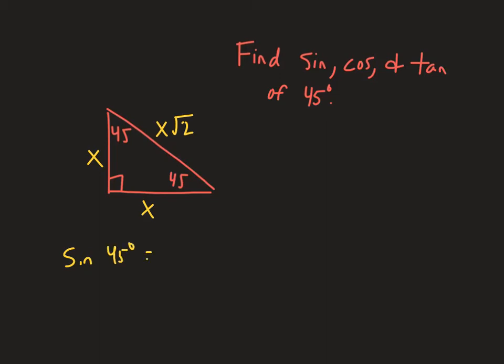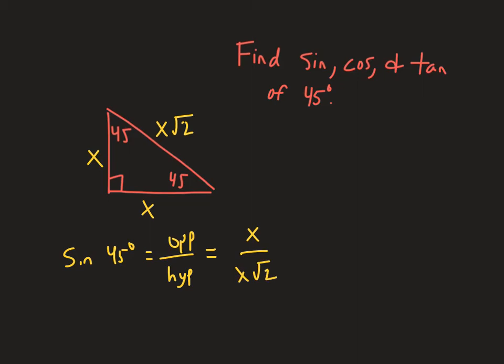So if I ask you for the sine of 45 degrees, we know sine is opposite over hypotenuse. We can look at the triangle and think about the 45-degree angle, and it doesn't matter which one we use, since there are two 45-degree angles. In both of them, the opposite side length is x, and the hypotenuse, no matter what, is x times the square root of 2.